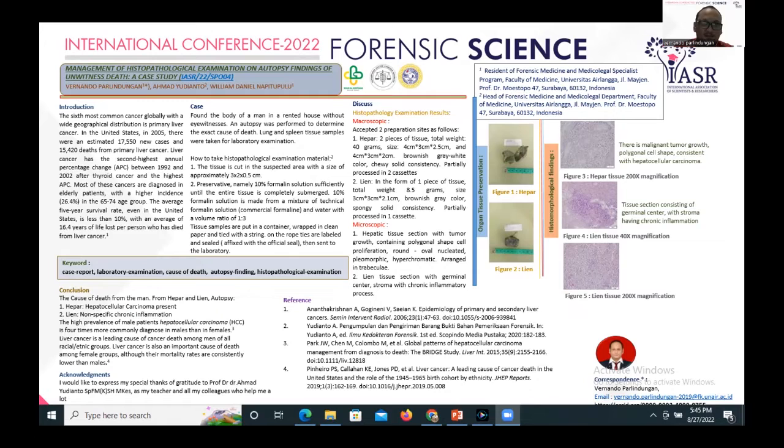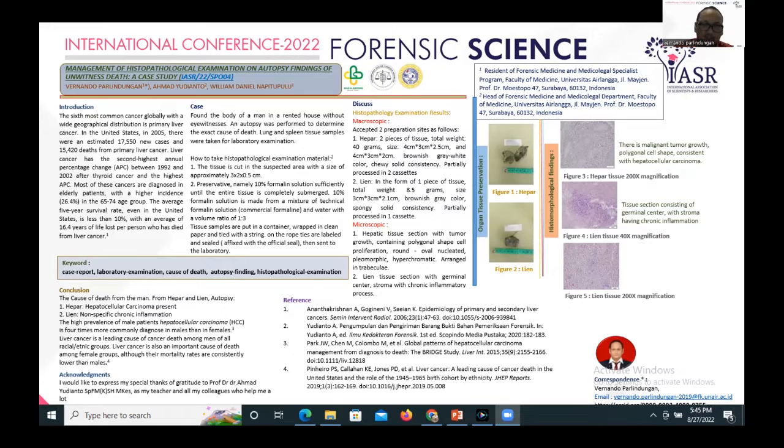First, the tissue is cut in the suspect area with a size of approximately 2 centimeters and 0.5 centimeters. Preservative, namely 10% formalin solution, is used sufficiently until the entire tissue is completely submerged. 10% formalin solution is made from a mixture of technical or commercial formalin and water with a volume ratio of 1:3.